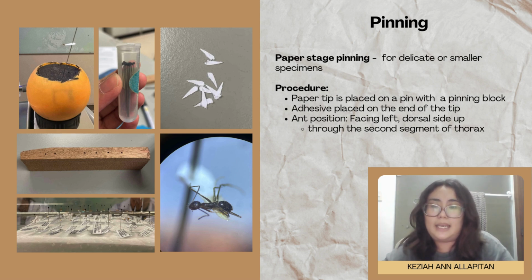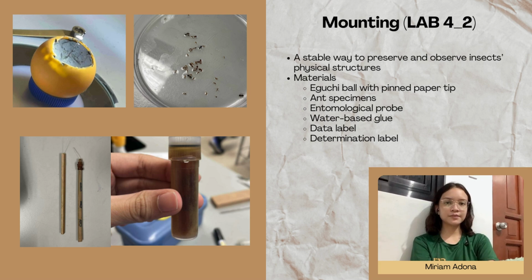Paper stage pinning provided an effective method for preserving delicate insect specimens, like ants, by securing them in the correct position without causing damage. This technique ensured long-term preservation while allowing for clear visibility and study of the specimen's anatomical features. Following the pinning process is mounting.